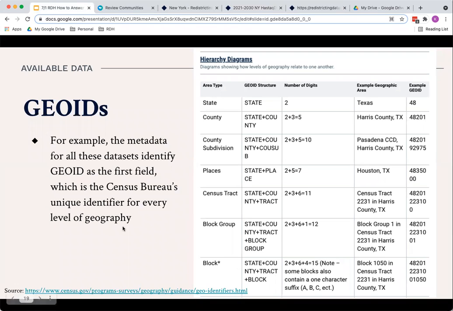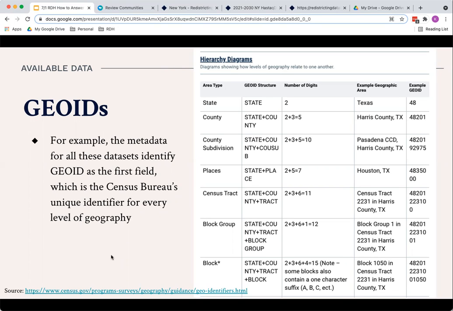So the Geo ID is the Census Bureau's unique identifier for every level of geography. So every state has a 2-digit code. Texas, for example, is 48, as you can see here. Where I live in New York, the code is 36. And then every county can be identified by the state code plus 3 unique digits. So again, Harris County, Texas can be identified by its state code 48 and its county code 201. For me, I live in Monroe County, which is 055, so my county code would be 36055.